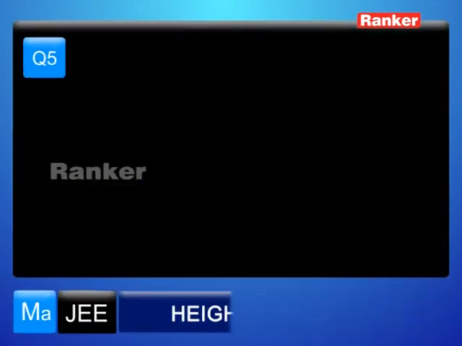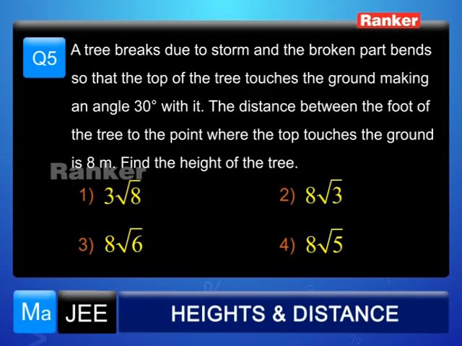Question number 5. A tree breaks due to storm and the broken part bends so that the top of the tree touches the ground and makes an angle of 30 degrees with it. The distance between the foot of the tree to the point where the top touches the ground is 8 meters. Find the height of the tree.